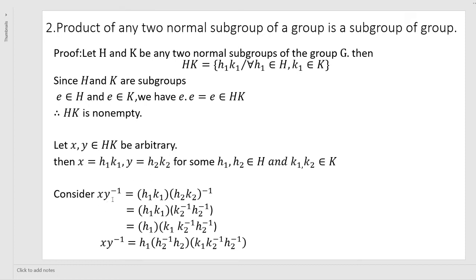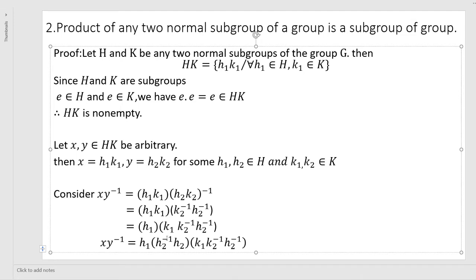Consider x y inverse, that is equal to x as H1, K1 of y as H2, K2 whole inverse. That is H1, K1 of K2 inverse into H2 inverse. We can write like this, since (xy) inverse is equal to y inverse into x inverse. In the same way, K2 inverse into H2 inverse. I group the terms H1 of K1 into K2 inverse into H2 inverse. Next, I multiply H2 inverse into H2. Here in between, there is no change, because H2 inverse into H2 gives the identity element. Therefore, H1 of H2 inverse into H2 of K1 into K2 inverse into H2 inverse.